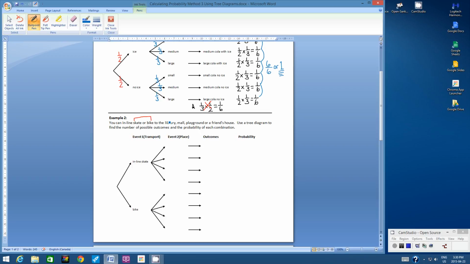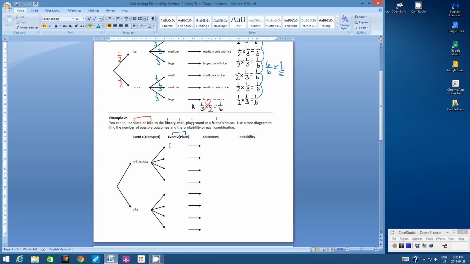Now, what's the second event? Well, the second event looks like we can choose where to go. So it looks like we have four options: the library, the mall, the playground, or a friend's house. So this is event 2, the place. All right, so let's fill in the next set of branches of our tree diagram. Here, let's put them in the order that they were given in the question. So the first option is we can go to the library.